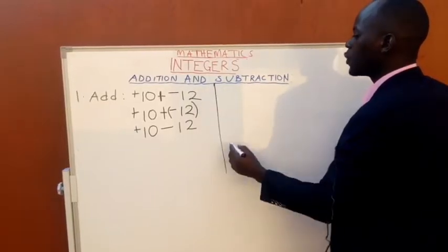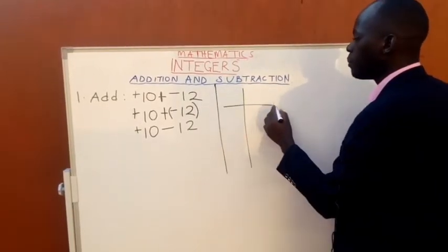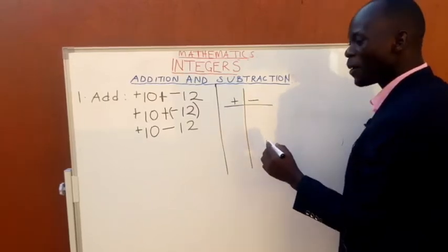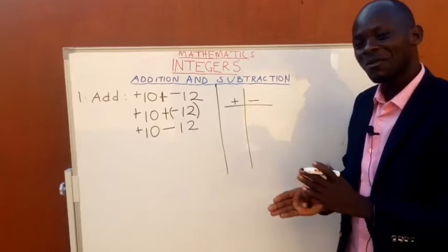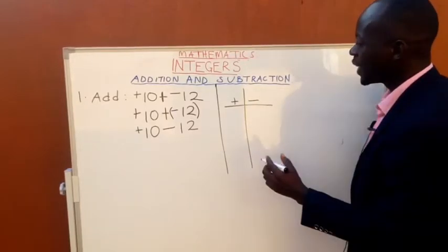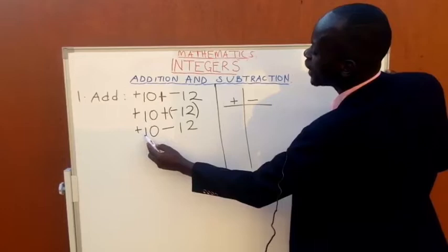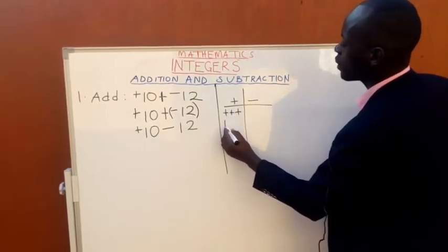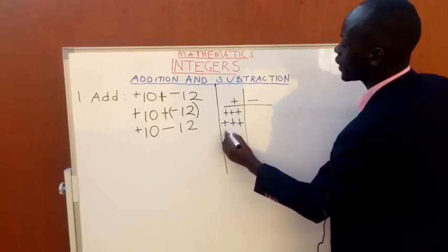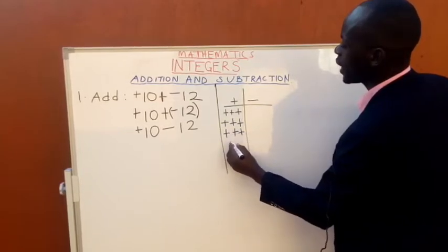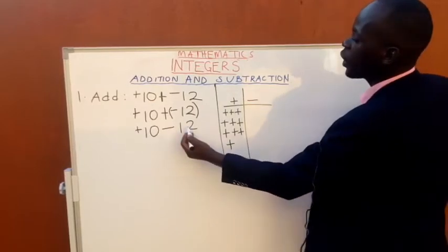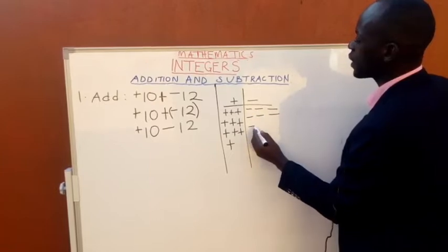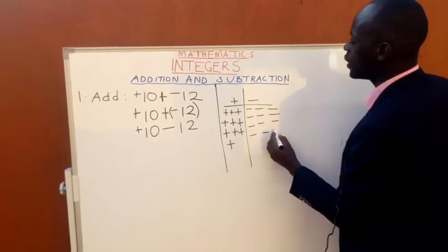What you're supposed to do as usual, you come to your mind map. You have positive here, you have negative there. I hope we're moving on well. Yes, I want us to move on well so that things are okay. Now, under positive, this time you can see this 10 is positive. So here we have positive 1, 2, 3, 4, 5, 6, 7, 8, 9, 10. Then this one is negative 1, 2, 3, 4, 5, 6, 7, 8, 9, 10, 11, 12.